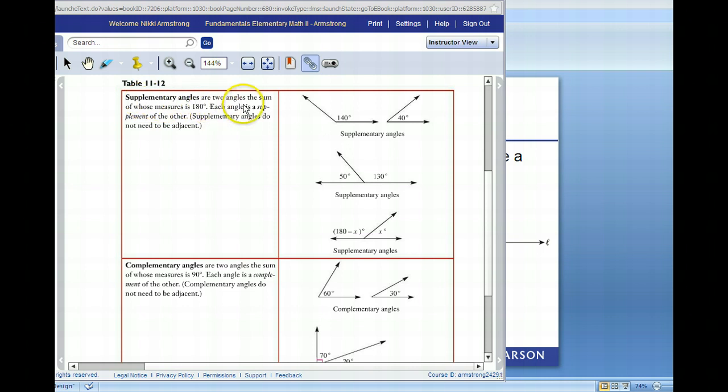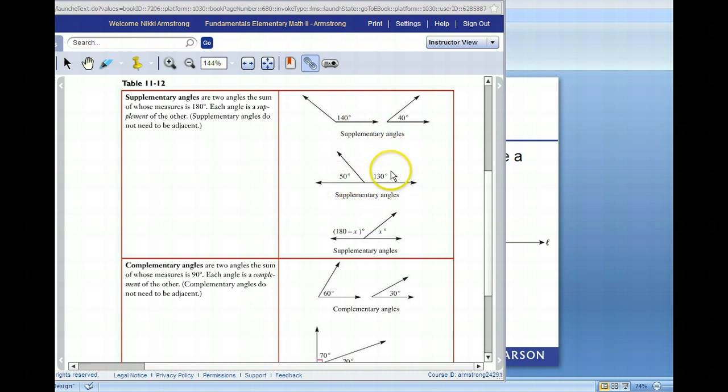Supplementary angles are two angles, the sum of whose measures is 180 degrees. Each angle, we say, is a supplement to the other. What's interesting about this is that supplementary angles do not need to be adjacent to each other. They don't need to share a side. So you can have supplementary angles like these two angles. Notice they are not adjacent to each other. They do not share a common vertex and common side, but they are supplementary to each other because their angle measures add to 180 degrees.